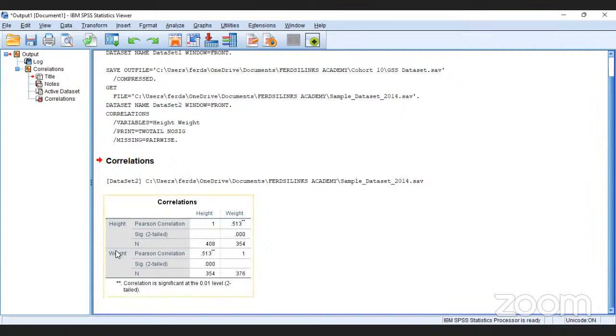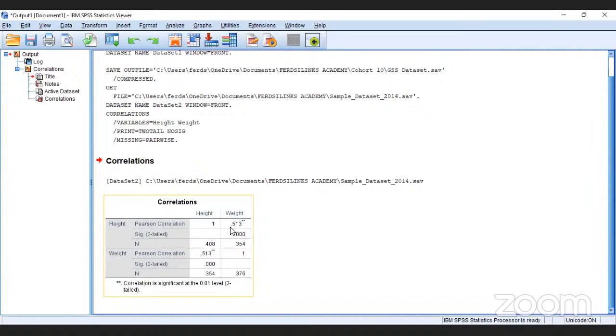So with our output, the first thing we notice is that we have height and weight, right? The relationship between height and height is 1. That's why we say the relationship is what? 1. And that's considered a perfect relationship. Now we have height and weight.